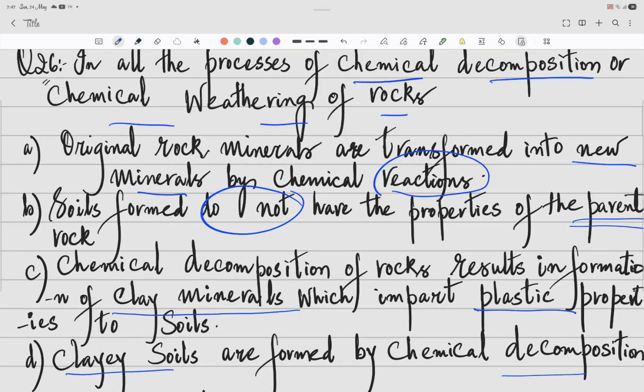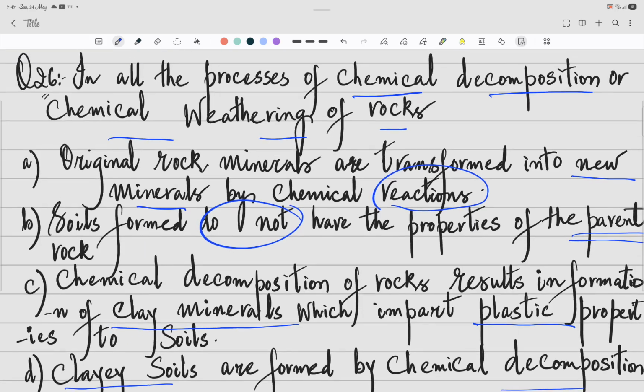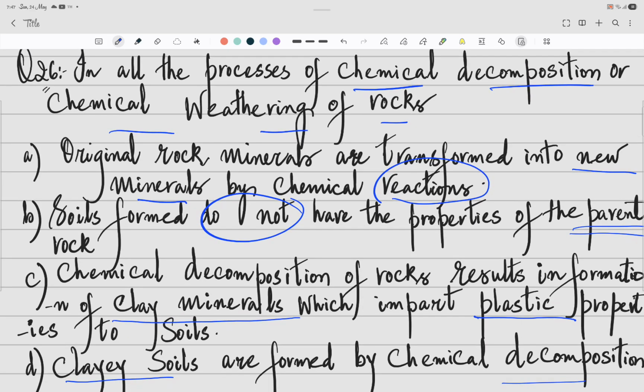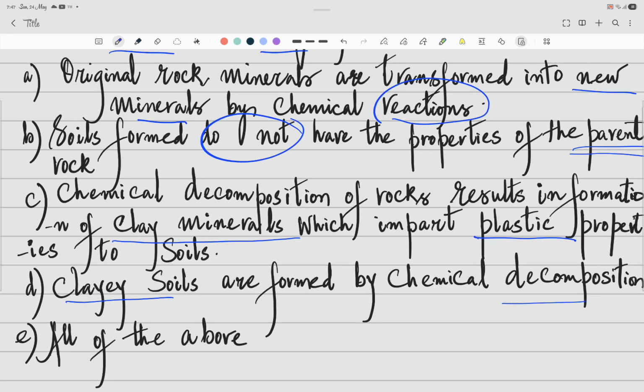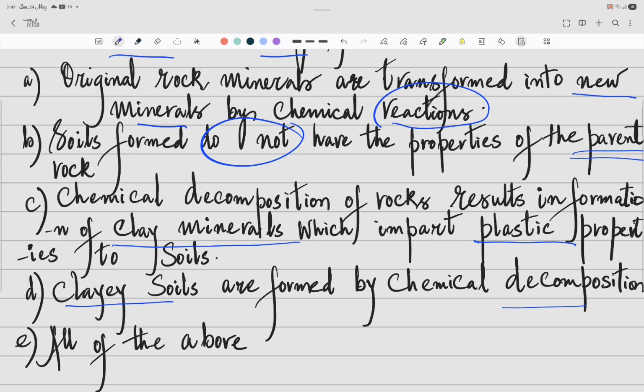As we know, soils are formed by either the physical disintegration or mechanical weathering of rocks, or the chemical decomposition or chemical weathering of rocks. In chemical decomposition, the original rock minerals are transformed into new minerals by chemical reactions, and the soils formed by this process do not have the properties of the parent rock. This chemical decomposition of rocks results in the formation of clay minerals which impart plastic properties to soils, and clay soils are formed by chemical decomposition or chemical weathering of rocks.